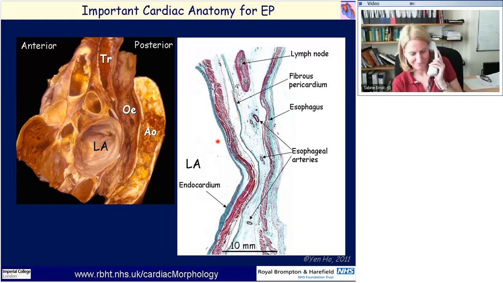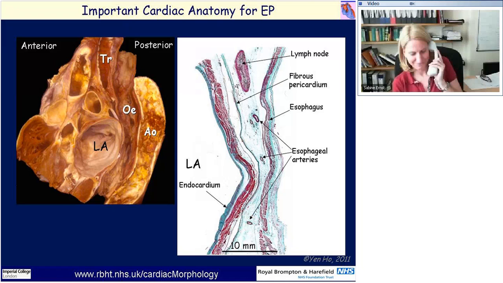This is a longitudinal histologic section taken through the left atrium and longitudinally through the esophagus. The green line here, stained by Masson's trichrome stain, shows the fibrous tissue of the endocardium of the left atrium. And similarly, the green line here is the fibrous tissue of the fibrous pericardium. So we can see that this is the thickness of the posterior wall of the left atrium, which I make out to be maybe about 3.5 millimeters in thickness. Then there's a little gap, which is the pericardial space, and then the fibrous pericardium.